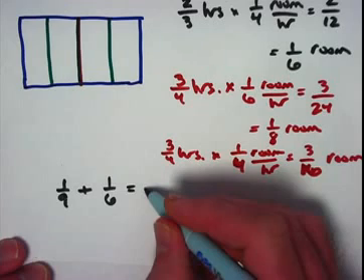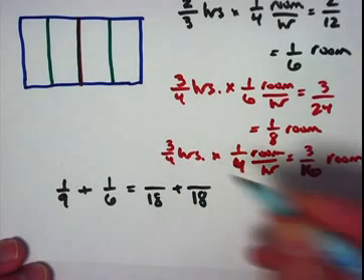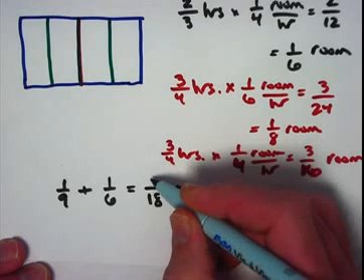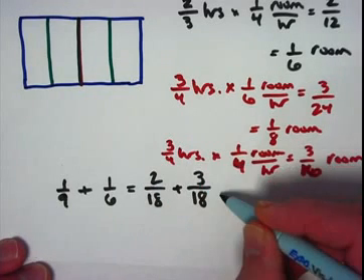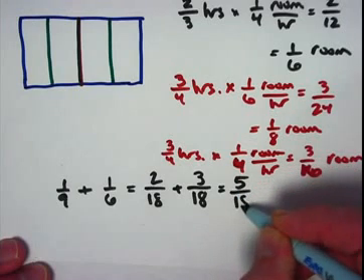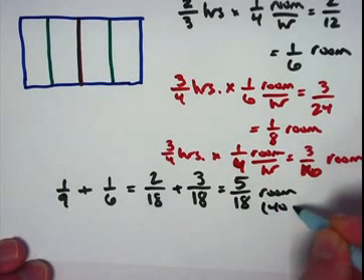We can get a common denominator of 18. 18 is the least common multiple of 9 and 6. 1/9 is the same as 2/18. 1/6 is the same as 3/18, altogether giving us 5/18 of the room. That's for 40 minutes if they work together.